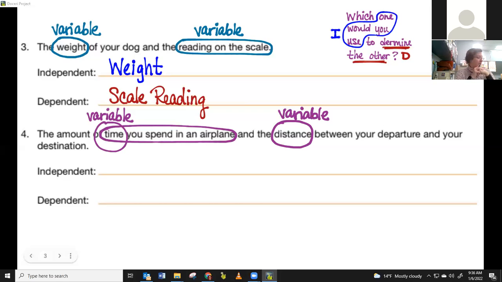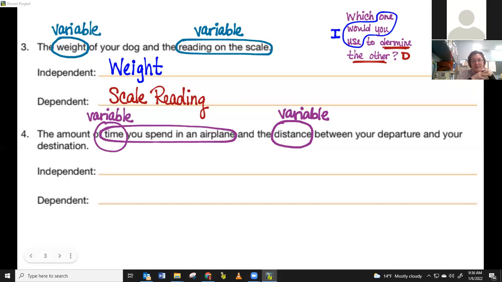The book agrees with the majority of the class. I personally feel like this is one of those where I need to know a little bit more about the situation before I can decide. Are you already on the airplane? Or are you in the airport getting ready to get on the airplane? If that's the case, then yes, I think time is your dependent variable and the distance is your independent variable.